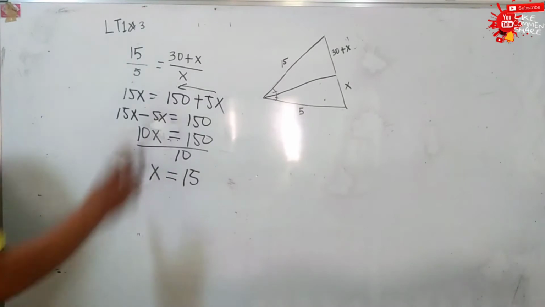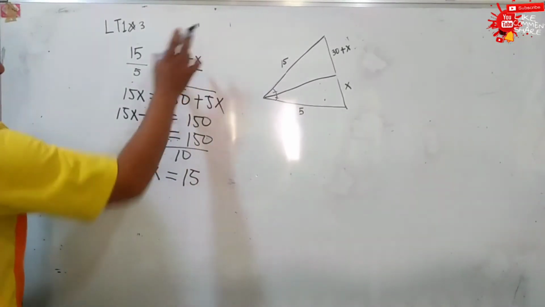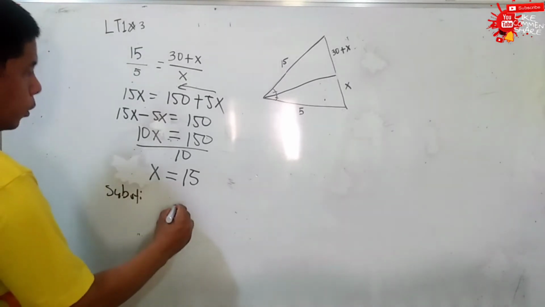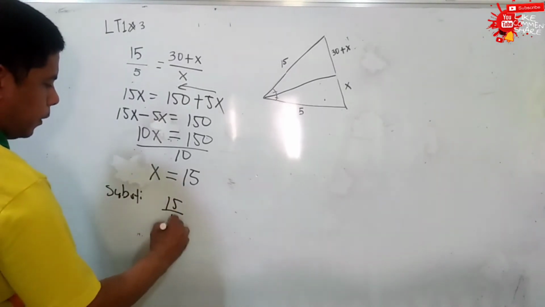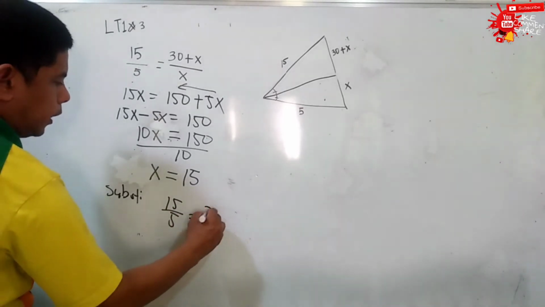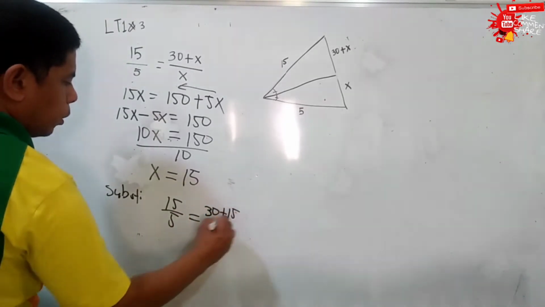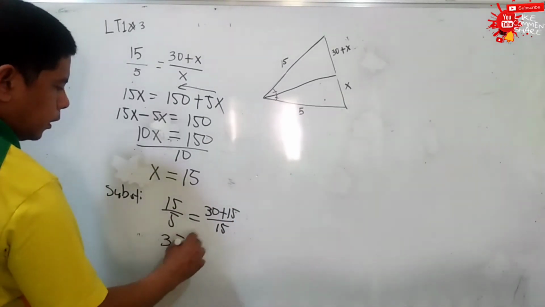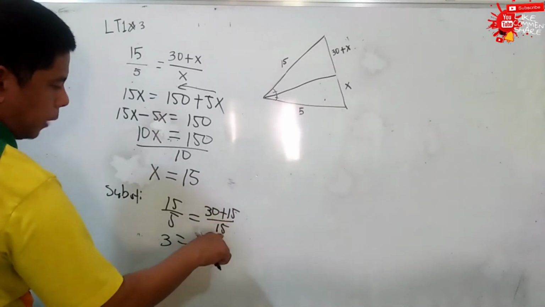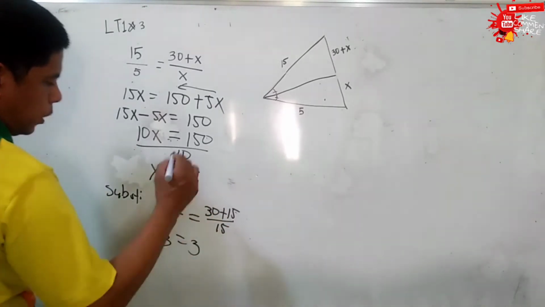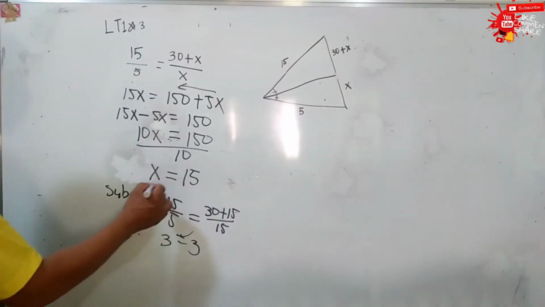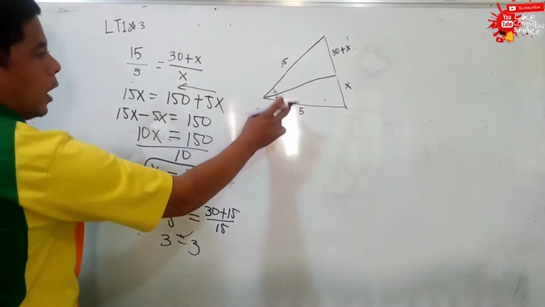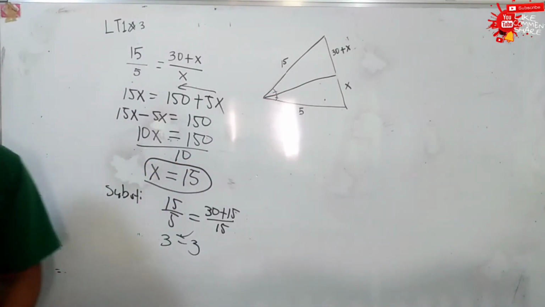Okay, check natin kung tama. Okay, so substitute. So, 15 over 5 equals 30 plus 15 over 15. So, 15 over 5 is 3. 30 plus 15 is 45 divided by 15 is also equals to 3. So, check. So, ano yung value ng x natin? X equals to 15. So, ganyan po yung gagawin natin sa Learning Task 1, number 3.